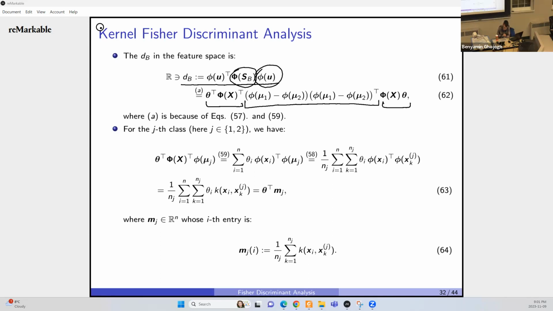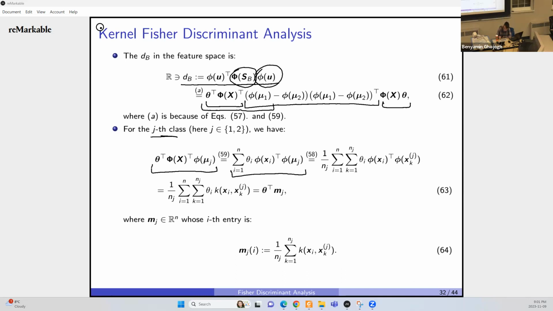Now, do you see what I have in this multiplication? Theta transpose, phi X transpose, phi mu 1. For the jth class, I will have this. Theta transpose, phi X transpose, phi mu j, right? J goes from 1 to 2, right? Okay. In a scalar form, this was a matrix form. In a scalar form, I can write it as this. Summation theta i, phi X i transpose, phi mu j, right?